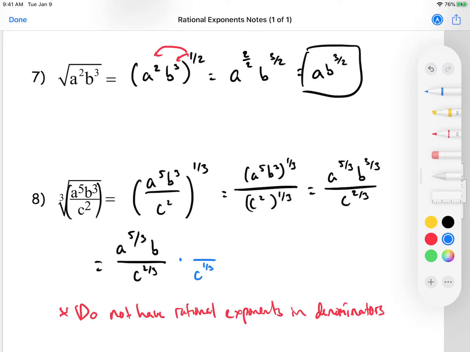I have to multiply it by c to the 1/3, because when I multiply like bases, right? So c to the 2/3 times c to the 1/3, that's 2/3 plus 1/3, which would give me 3/3, or 1. Okay. But again, remember, whatever I do to the top, I have to do to the bottom as well. And so now I'm left with a to the 5/3, b, c to the 1/3, all over c.